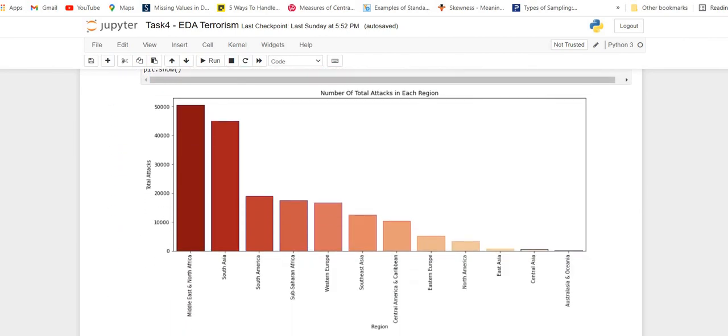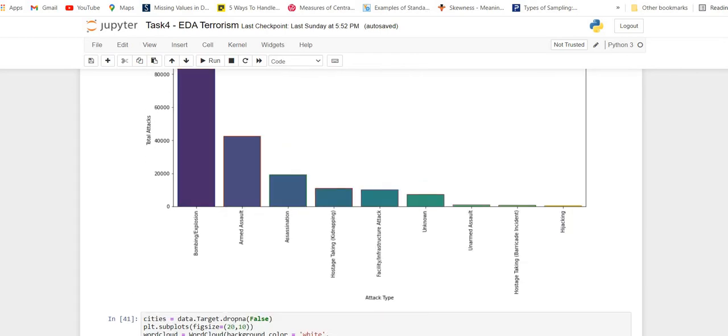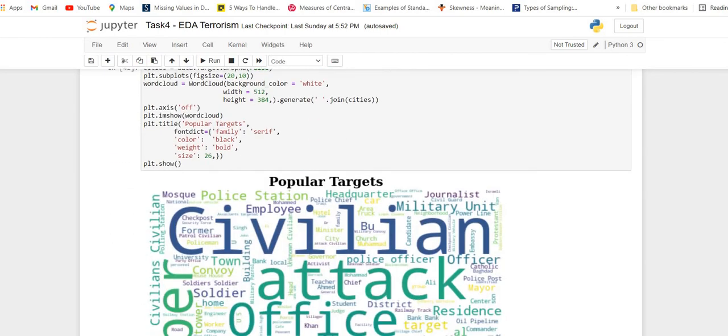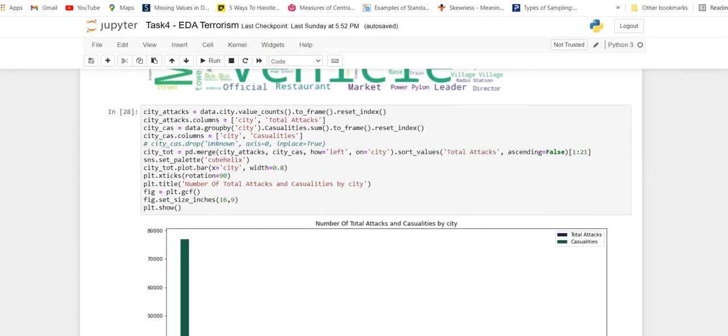You can see here the Middle East and North Africa has the maximum number of attacks by region, and then South Asia, South America, and so on. The popular targets are civilians, offices, and vehicles.